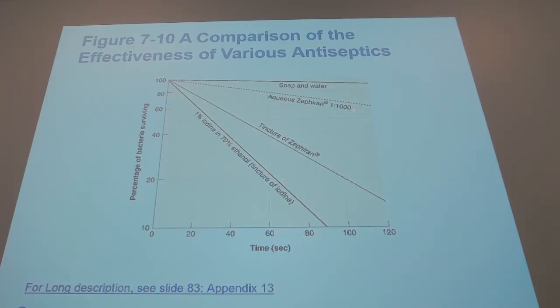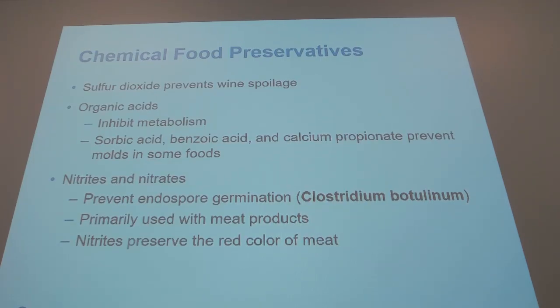Aqueous Cephuran, in its 1 to 1,000 dilution, is not as effective as tincture Cephuran, and then 1% iodide in 70% ethanol, which is tincture of iodide, is more effective than these other three. So in this case, this is a synergistic effect. Remember, a tincture is a mixture of alcohol and another molecule. So those are chemical disinfectants that are used on surfaces.